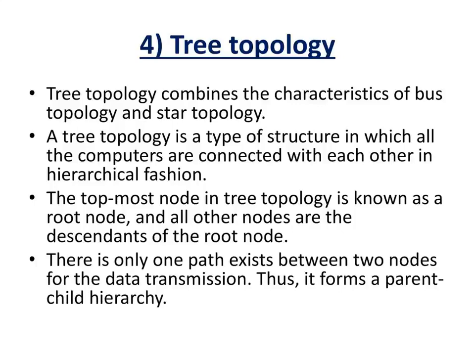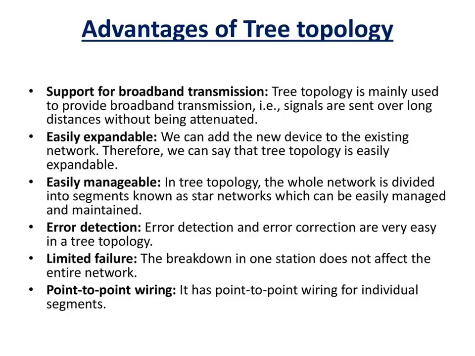Error detection. Error detection and error correction are very easy in a tree topology. Limited failure. The breakdown in one station does not affect the entire network. Point-to-point wiring. It has point-to-point wiring for individual segments.